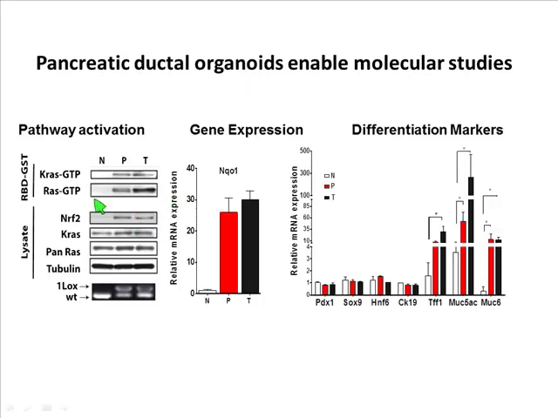So you can do real biochemistry, so pathway activation, look at RAS GTP loading, look at a transcription factor that we fancy called NRF2, which runs the antioxidant response in multiple cancer types, including pancreas. You can do gene expression profiling. Some of the NRF2 targets are shown here. And you can study biology or pathobiology of cancer.